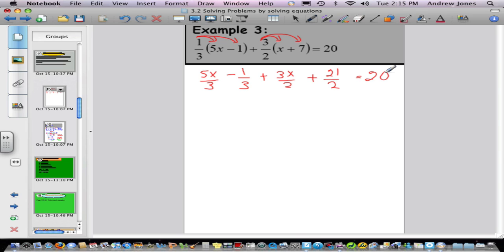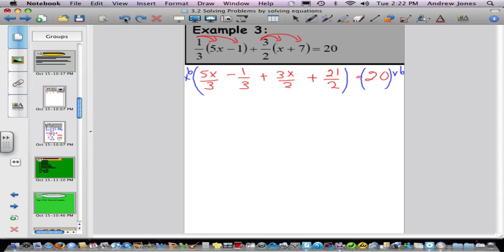equals 20. Now, we can only solve this once we find a common denominator. So on this side we could take a look and see that common denominator would be 6. So we can multiply everything in here by 6. If we do it there, we also have to do it over here.